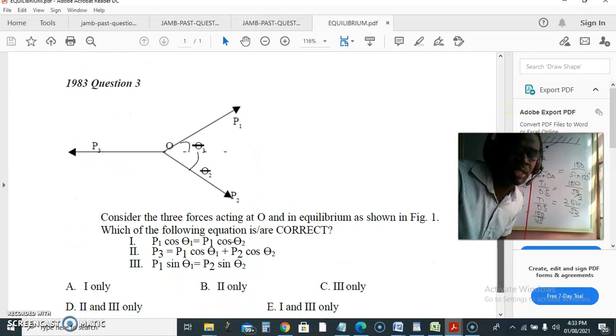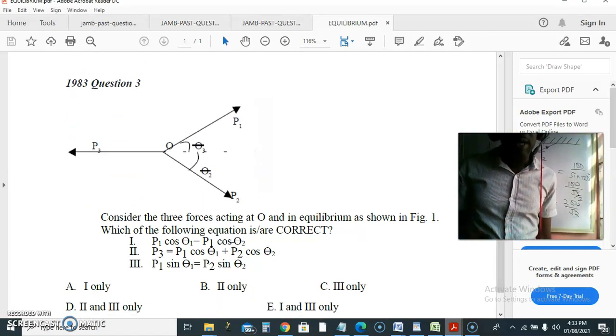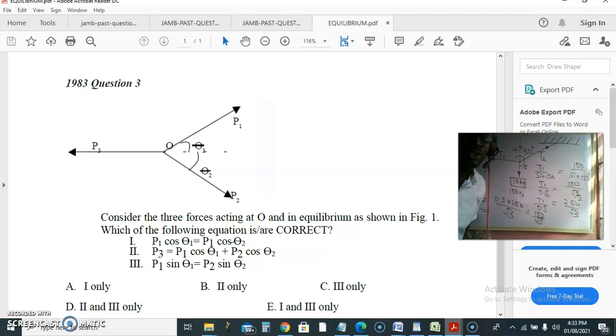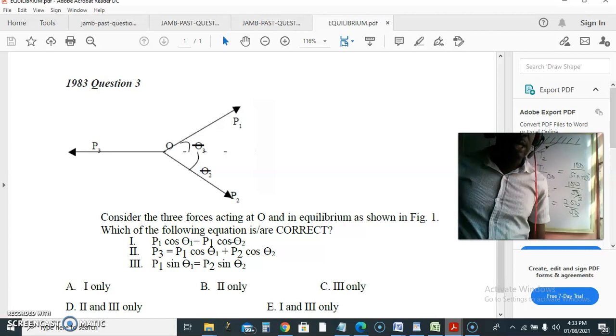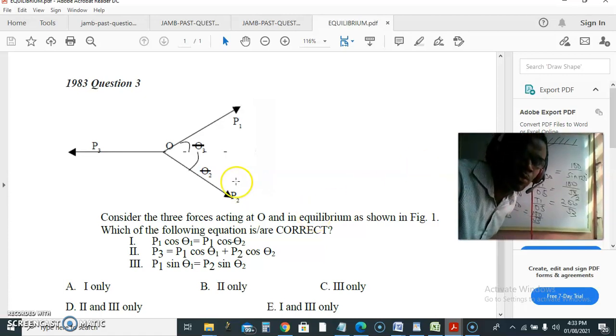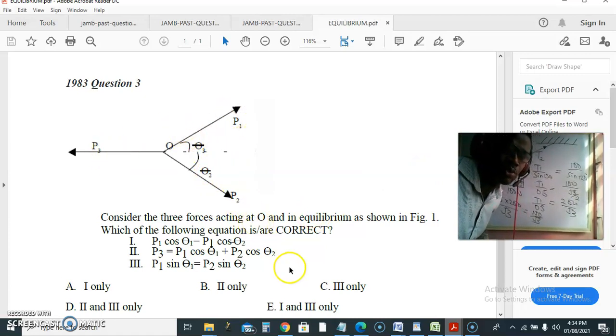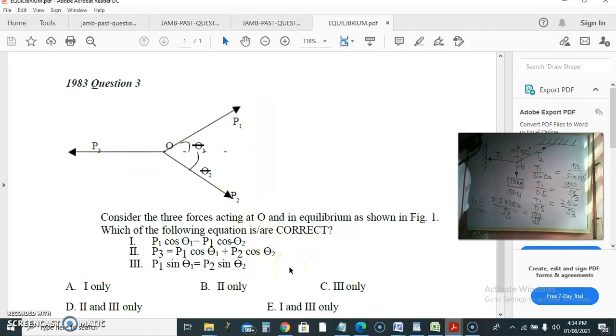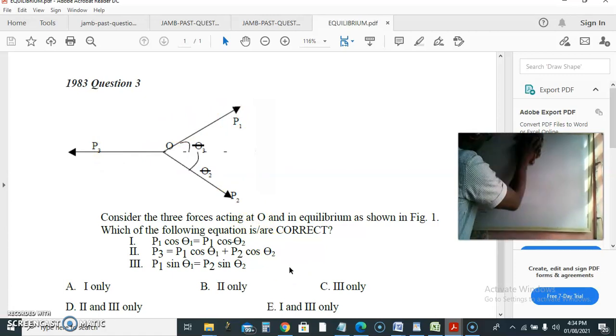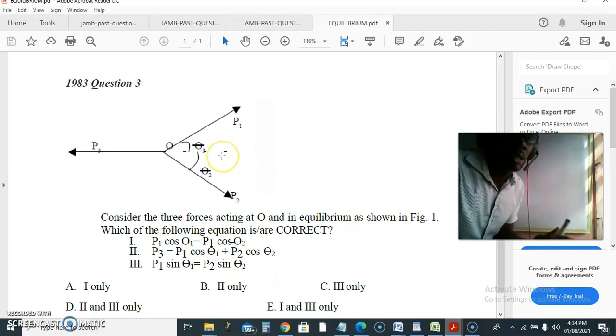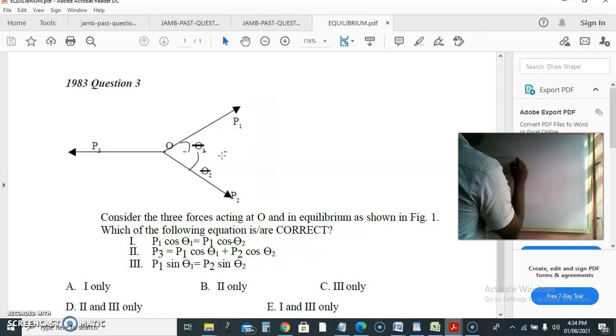1983, question 3. Consider the following forces acting at O, and they are in equilibrium as shown in the figure above. Which of the following equations are correct? This is theta 1, this is theta 2, this is P3, P1, and then P2. Which of the following are correct?